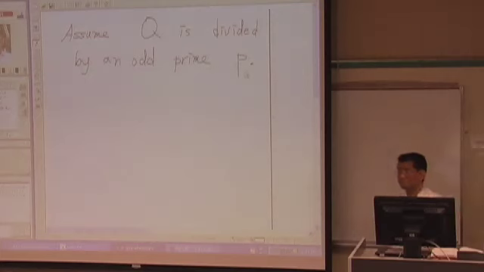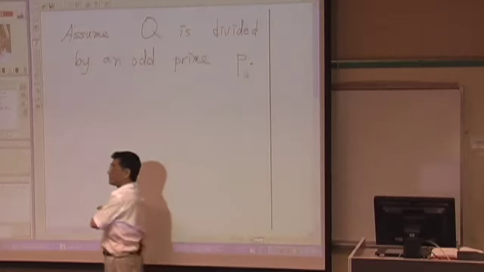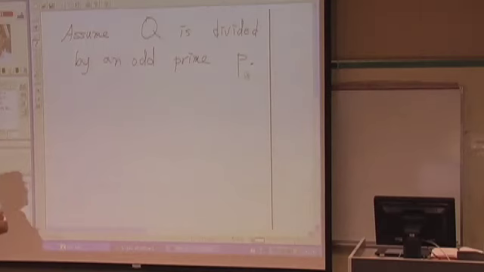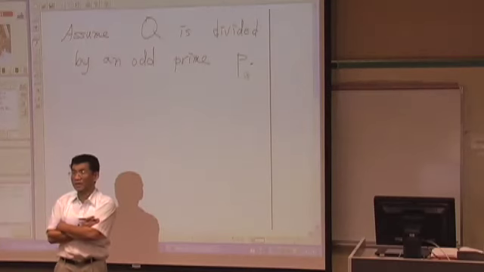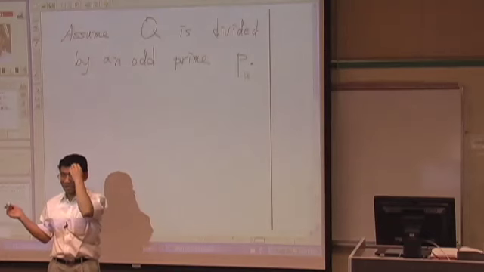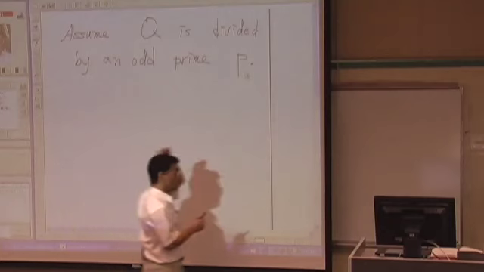Q is odd, so assume that Q is divided by a prime, because it's an odd number. Even cannot divide, so it's an odd prime. Let's call that divisor P. Do you follow me? If Q is already prime, then we are done. But assume that Q is not prime. Then what happens?